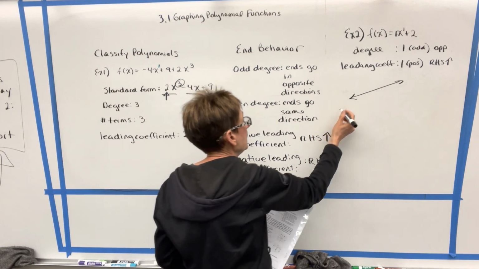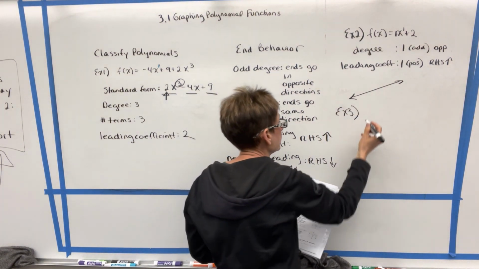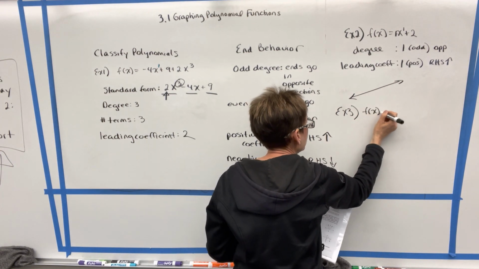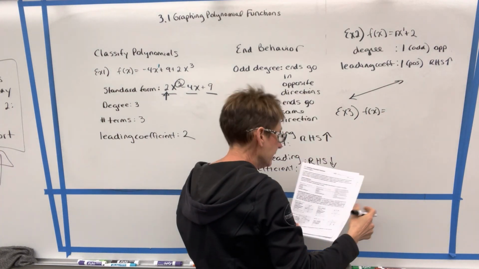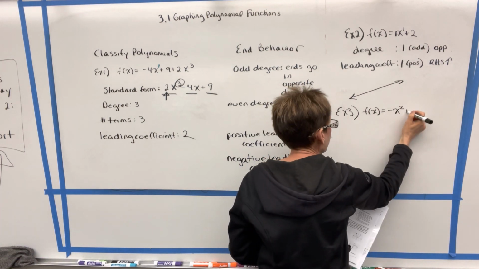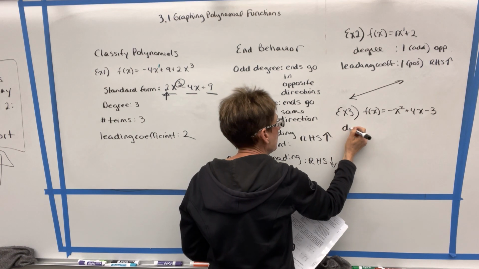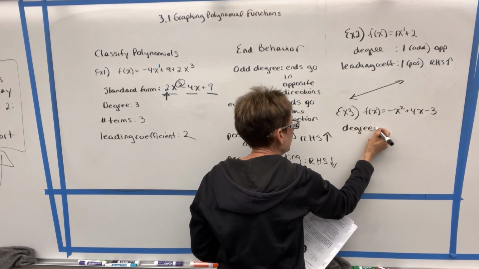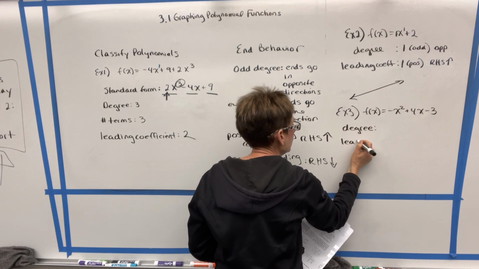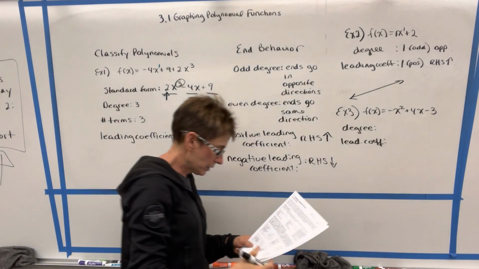Okay, let's look at another example here. f of x equals negative x squared plus 4x minus 3. Again, we want to make a note, what is the degree and what is the leading coefficient? So go ahead and do that.